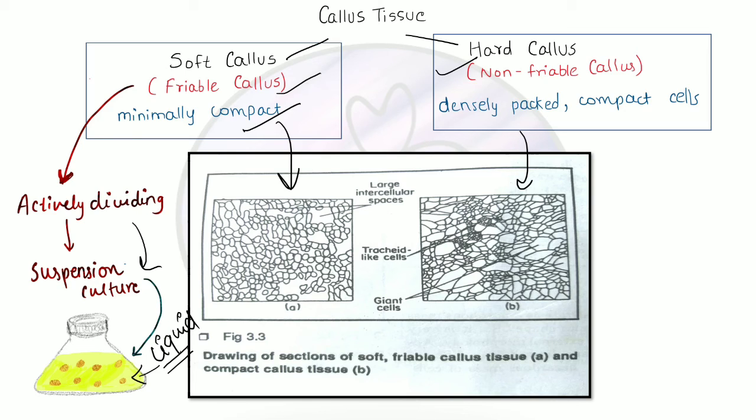What is the purpose of performing suspension culturing of the callus? If you want to study the growth parameters, the growth rate of cell division, you can go through the cell suspension culture. If you want to study cell viability, you can also use this technique, because there is rapid multiplication and it is very easy to subculture these cultures. So this is one of the roles of soft callus.